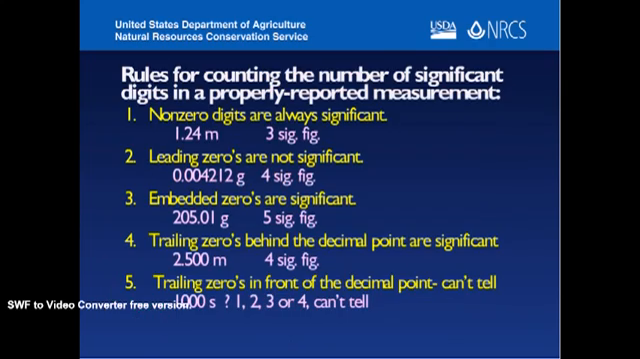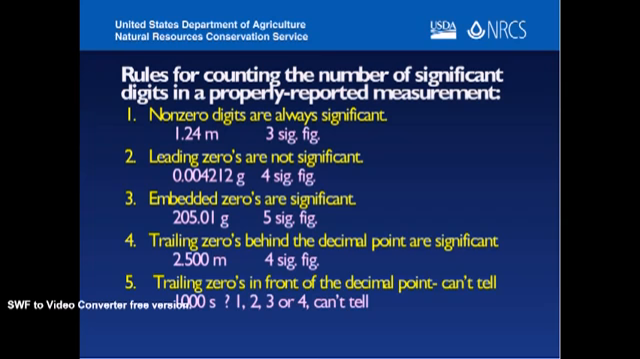In order to understand significant figures, you have to understand the rules. The first rule is that non-zero digits are always significant. 1.24 meters happens to be 3 significant figures: 1, 2, 4. The second rule is that leading zeros are not significant. So when you count the number of significant figures in 0.004212, you have to use the 4212, or 4 significant figures. Embedded zeros are significant, so 205.01 has 5 total significant figures. Trailing zeros behind the decimal point are significant.